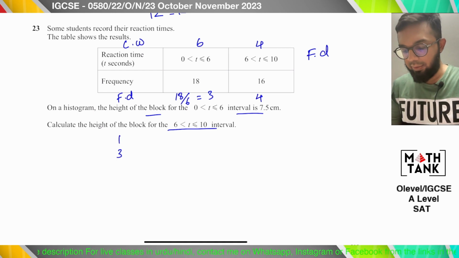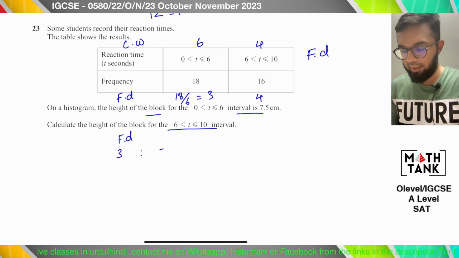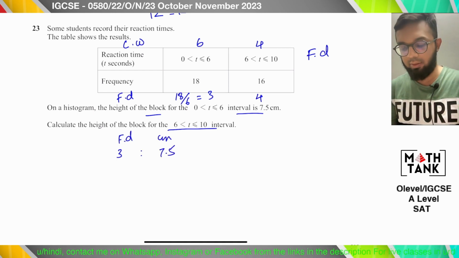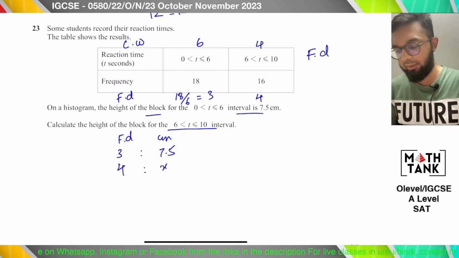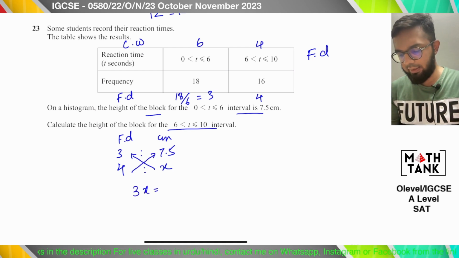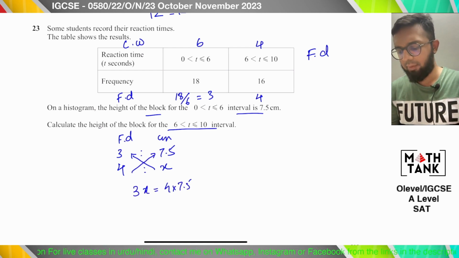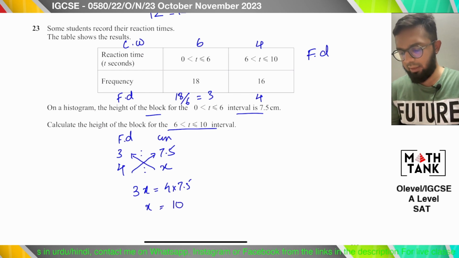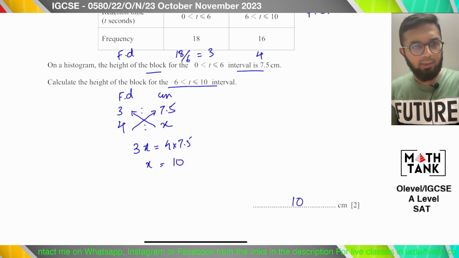So 3 frequency density is represented with 7.5 centimeters. What is 4 frequency density represented with? It's a simple ratios thing. I think x should come out as 10. But my gut feeling is yes, 10. 10 centimeters.